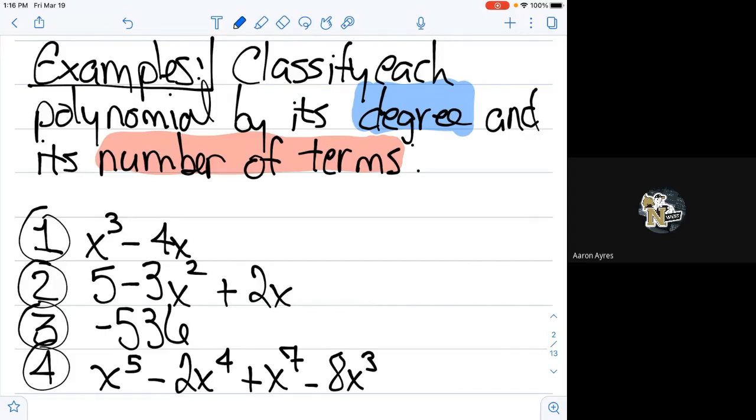Okay? There are 2 terms. X to the third is one term. 4x is the other term, because there's a minus sign between them. Everybody okay with that now? Now you know what you're looking for?